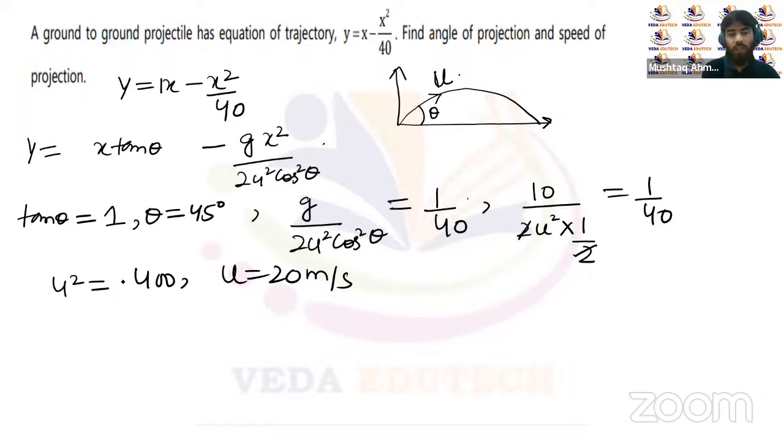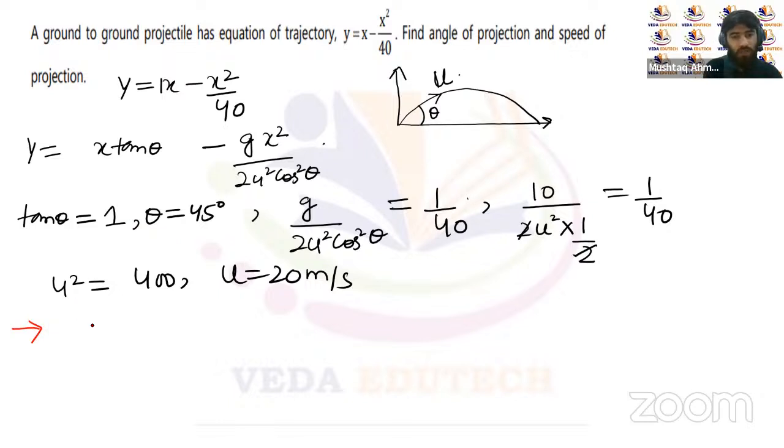We can calculate this angle using a different method also. We can use the concept of differentiation here to calculate the angle at which this projectile has been projected. We calculated the angle by comparing the two equations with the equation of trajectory of this projectile, but we can also calculate this angle by using the concept of derivatives, right?